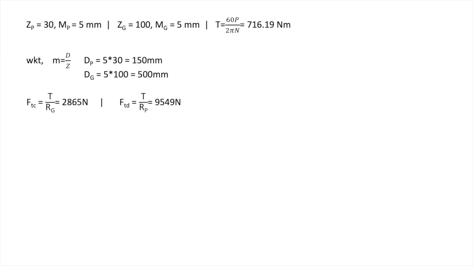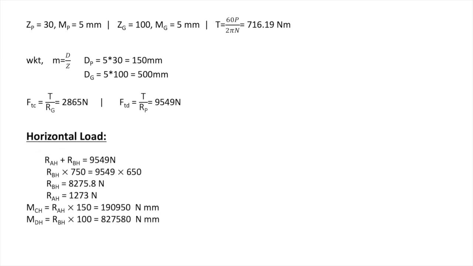So it comes here, FTC. As we know, force is equal to torque by radius. So the force acting on the gear, which is FTC, is equal to 2865 Newton, and the force acting on the pinion, which is FTD, is 9549 Newton.